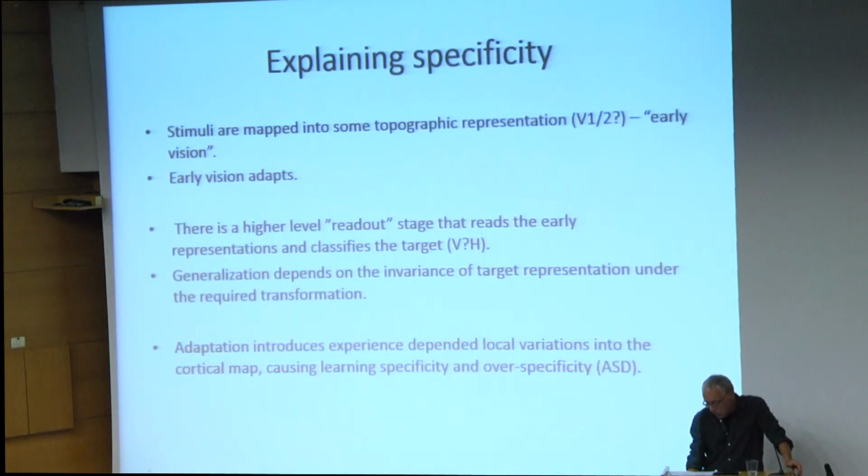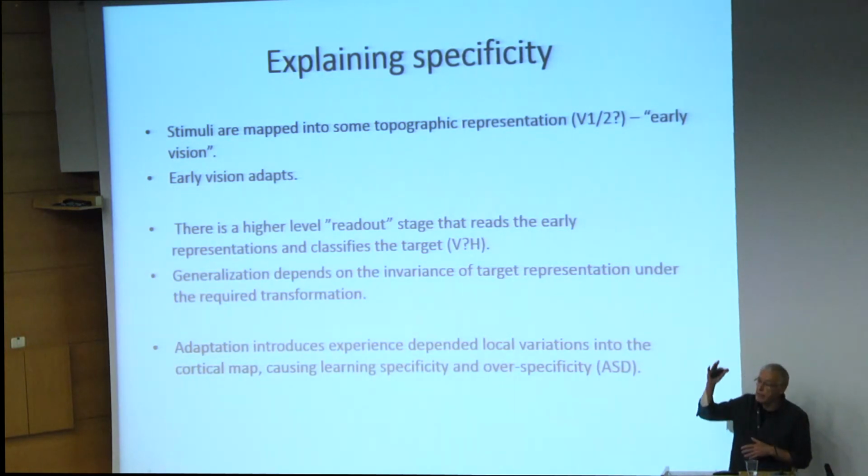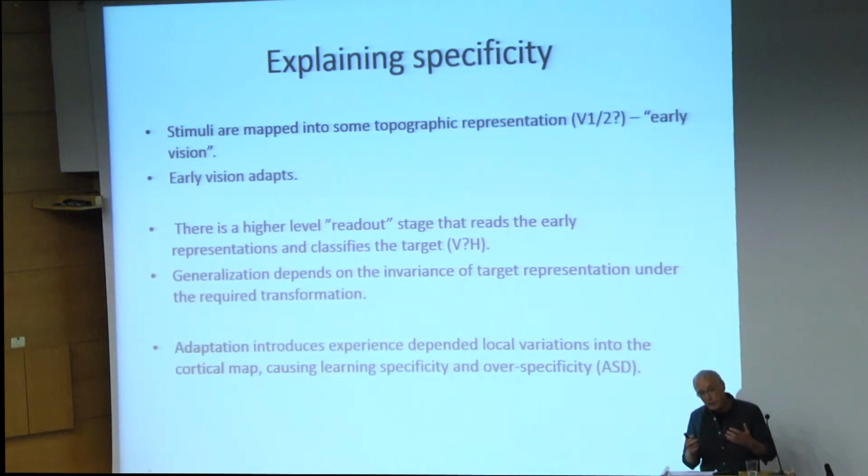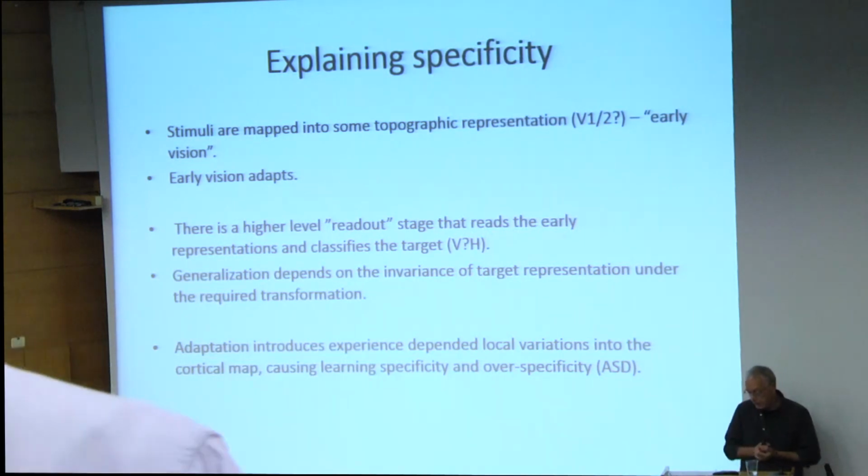So to summarize, this is the way we think things work, the way we believe these things can be explained. Stimuli are mapped into some topographic representation, let's say V1, V2 in the visual cortex, which we call early vision. We still call it that, even though we know that there are many effects like top-down and attention. Early vision adapts, and there is a higher level readout stage that reads the early representation and classifies the target, let's say vertical, horizontal. There is this brain that learns what's going on in the sensory side and tries to figure it out, but the sensory side always adapts, so it's changing. So there is a game here. There is some kind of a race to identify during adaptation.